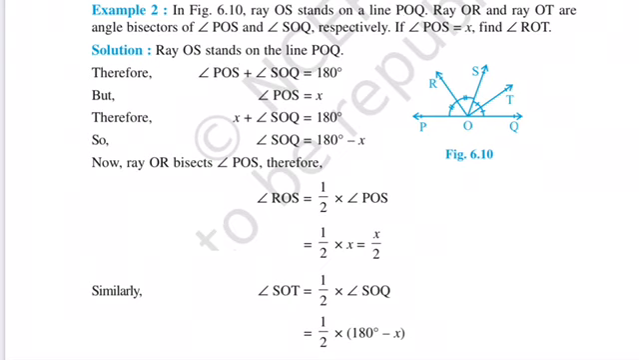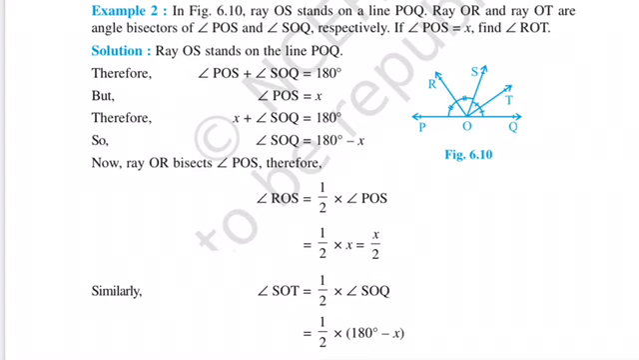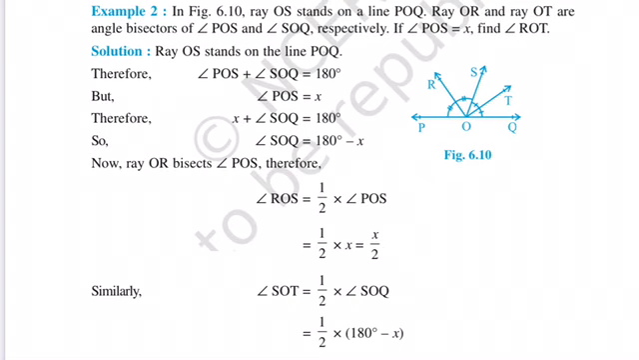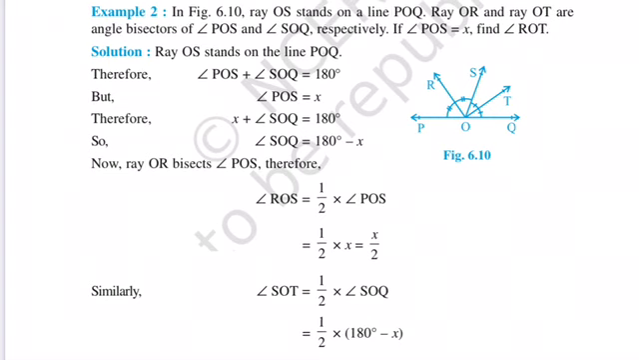Similarly, the next question is saying what? Ray OT bisects angle SOQ. If ray OT bisects angle SOQ, it means that angle SOT and angle TOQ, look in the figure, these two angles are equal to each other, and each is half of angle SOQ. So similarly, you can write angle SOT is equal to half into angle SOQ.